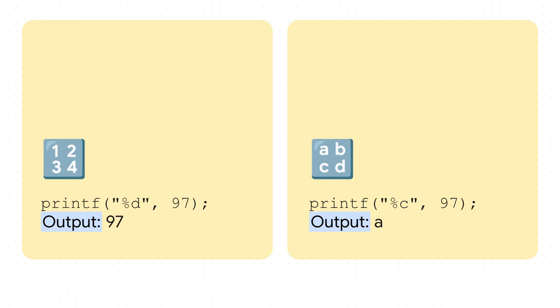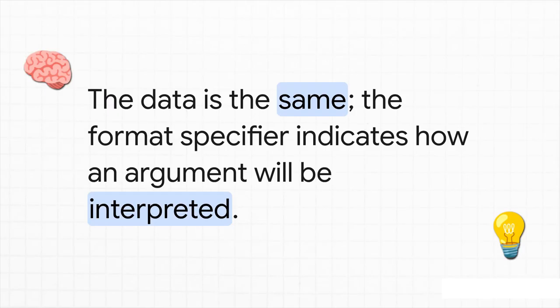Check this out. If you tell Printf to treat 97 as a decimal integer, using %d, it prints the number 97. Makes sense. But if you use %c and tell it to treat that exact same number as an ASCII character, you get the letter A. The underlying data, the bits, never changed. Only our interpretation did. And that's it. That's the whole game right there. The data is just data. It's meaningless until you tell the computer how to look at it.